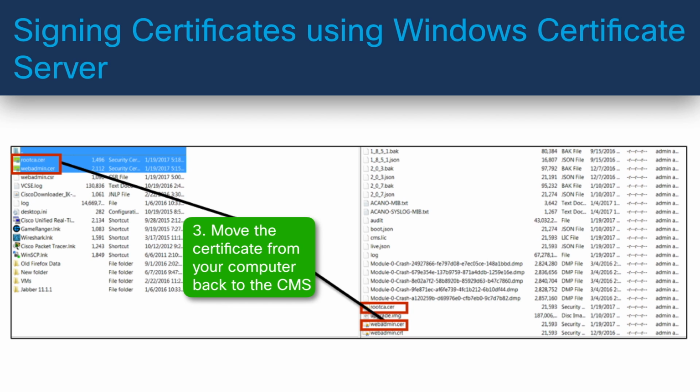Okay, once you're back in your FTP client, you'll want to locate the 2 files, the root CA and the signed certificate, and you'll want to take these certificates and drag them back over to your Cisco Meeting Server. And now they're going to be ready to use to enable your services.